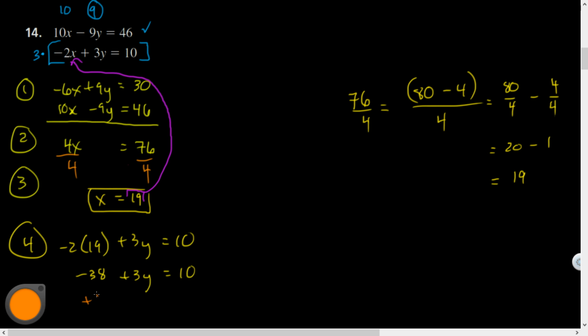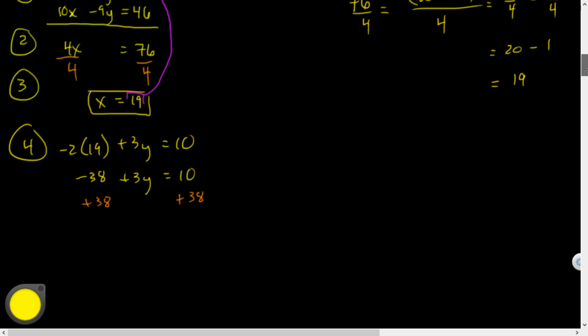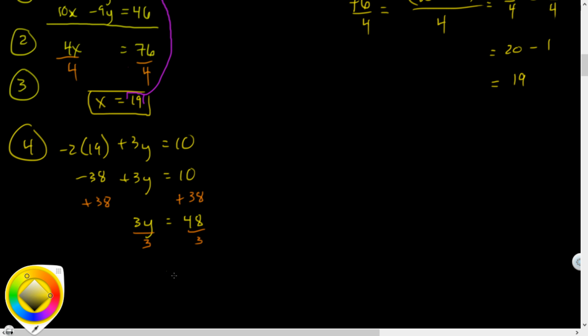Right, add 38 to both sides. 3y equals 48. Divide both sides by 3. 48 divided by 3. Well, 6 goes into 48 8 times. And 3 goes into 6 twice, so I'd have to double 8. 16. 16? That might not have made any sense.